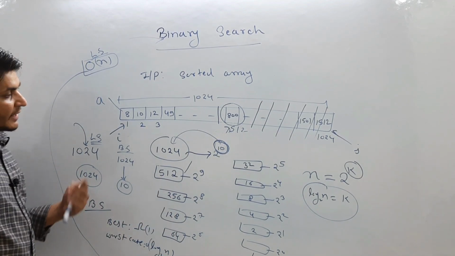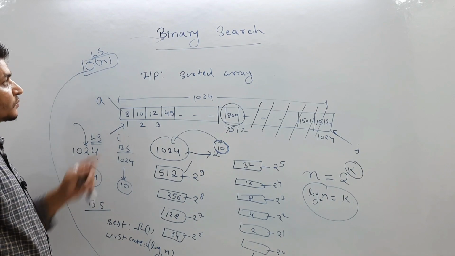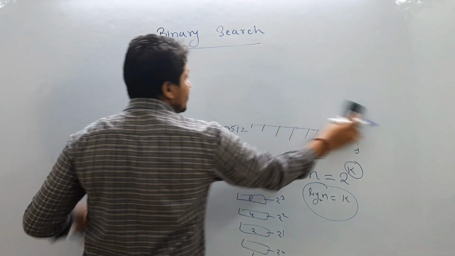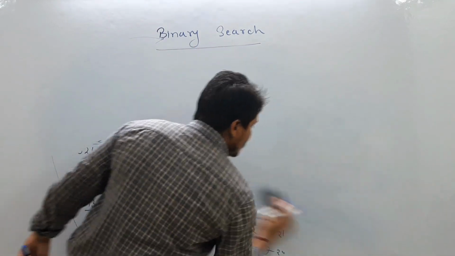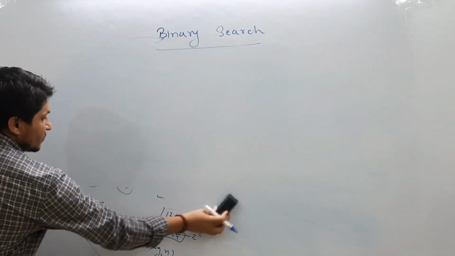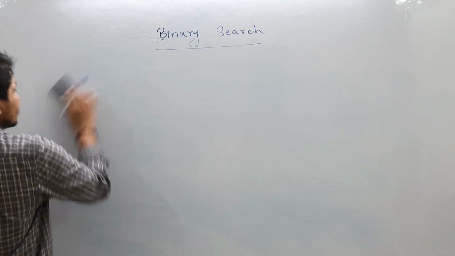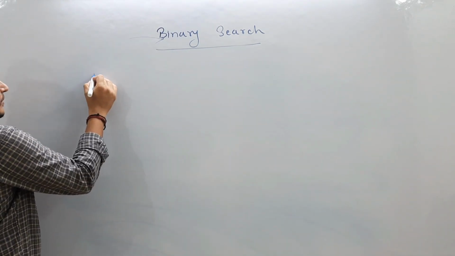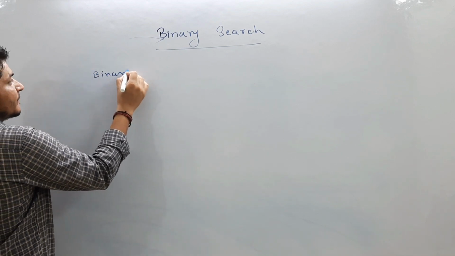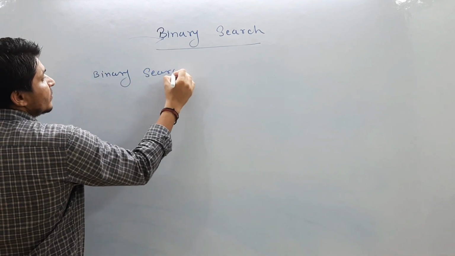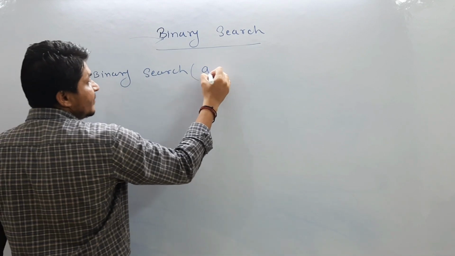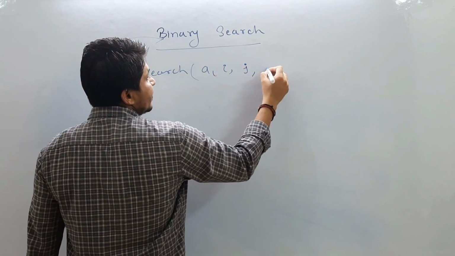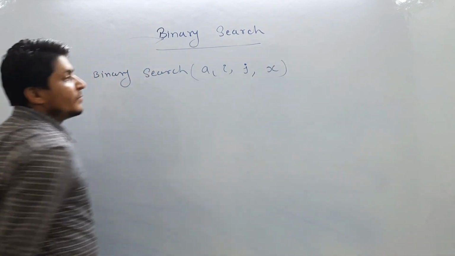Okay, so let us try to implement the code of binary search. What we are doing actually is implementing binary search. A is the array, and i is the starting index value, j is the last index value, x is the search value.